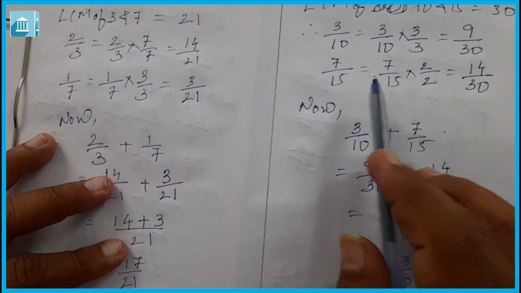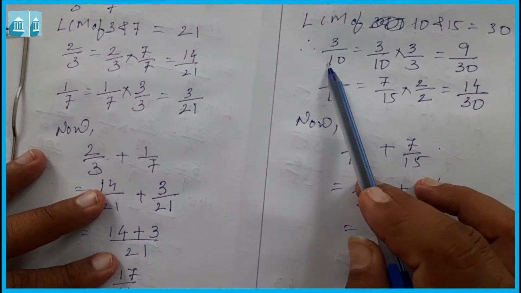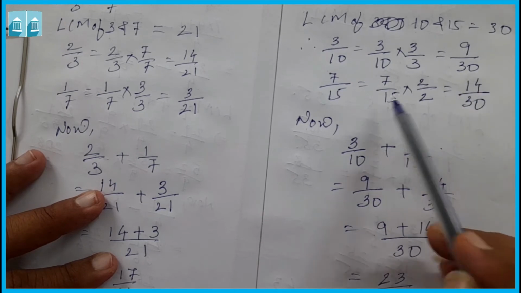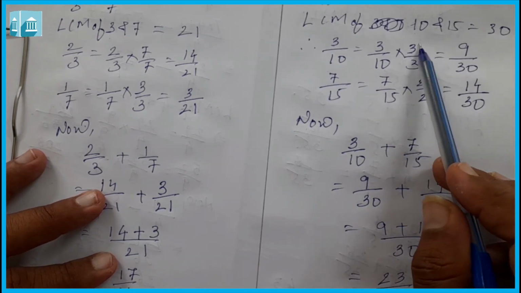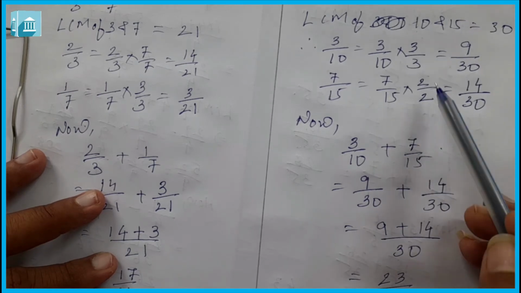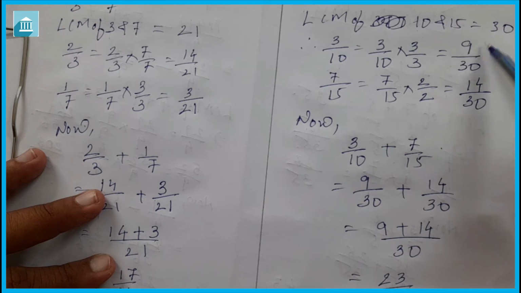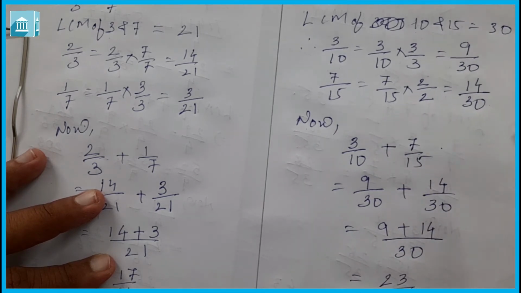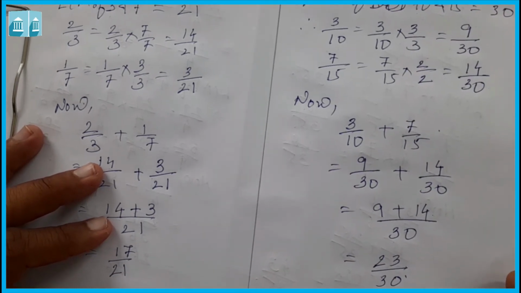So again here also the same thing, LCM of 10 and 15 is 30, so 10 3s are 30, 15 2s are 30. So here we have to multiply by 3, so the numerator is also multiplied by 3. Here we multiply by 2, so the numerator is also multiplied by 2. 3 by 10 will become 9 by 30, 7 by 15 will become 14 by 30, and so the answer is 9 plus 14, that is 23 upon 30.